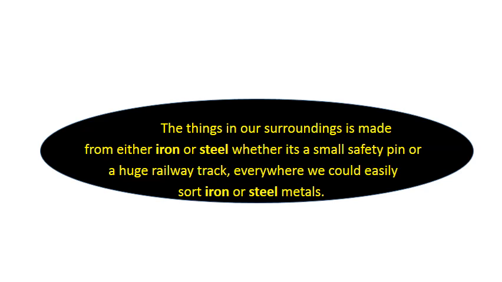The things in our surroundings are made from either iron or steel. Whether it's a small safety pin or a huge railway track, everywhere we could easily spot iron or steel metals. That's why iron and steel industry is known as basic industry. The iron and steel industry is one of the major industries in the world.